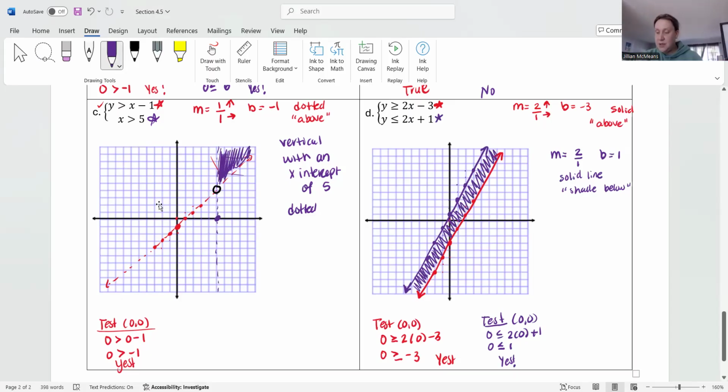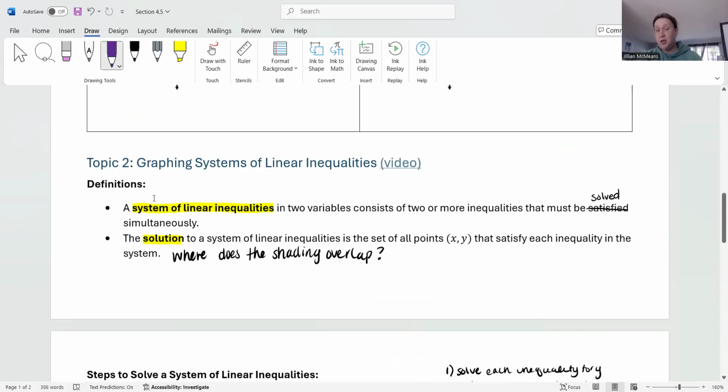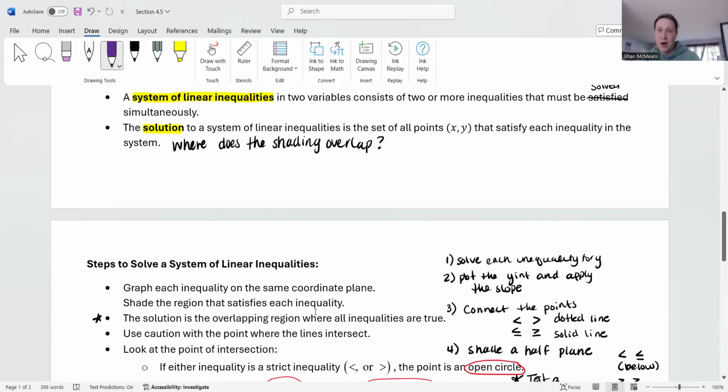So that is graphing systems of linear inequalities in two variables. Make sure you know how to graph a single inequality in two variables first. Practice that before you dive into the systems. Otherwise, the systems are going to be extra hard. Just make sure you understand that you graph both inequalities on the same Cartesian plane, and you look to see ultimately where the shading overlaps.